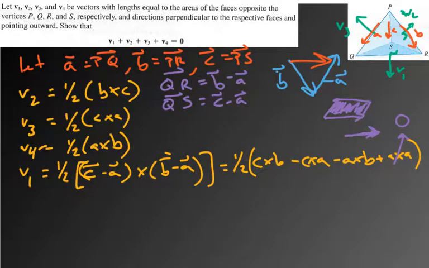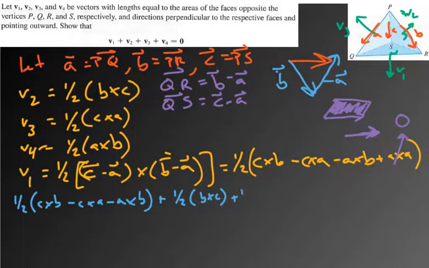Okay, so I now have forms of all the vectors V1, V2, V3, V4 in terms of A, B, and C. And actually, if you go and just add them all up now, you will see that they equal 0. So we got 1/2 C cross B minus C cross A minus A cross B. And then that's V1. And I'm going to add to that 1/2 B cross C. I'm going to add to that 1/2 C cross A. Add to that 1/2 A cross B.